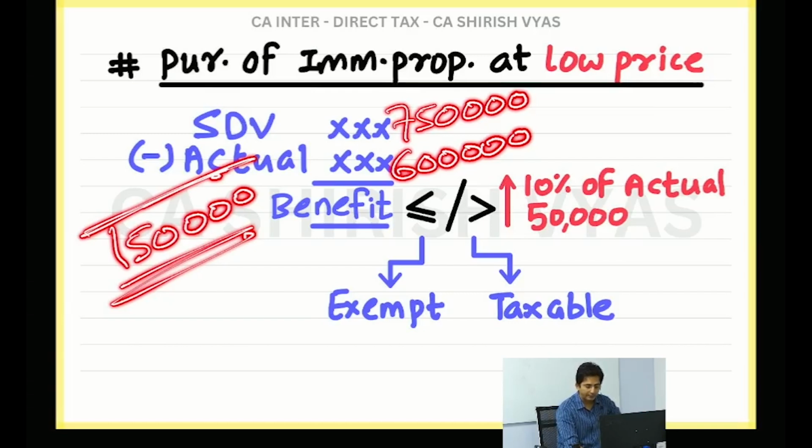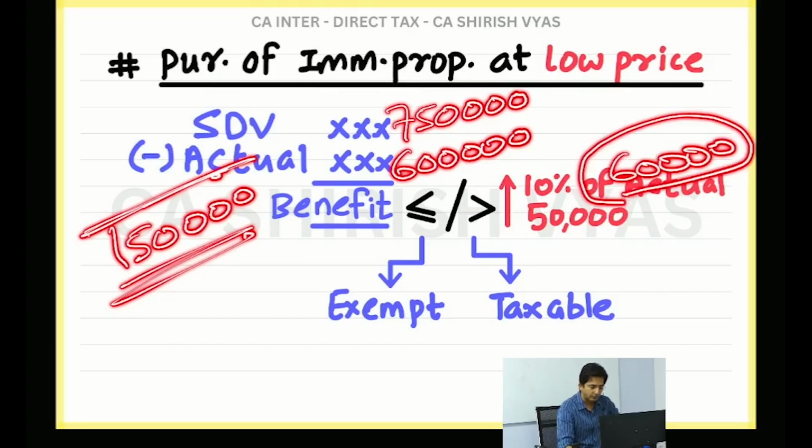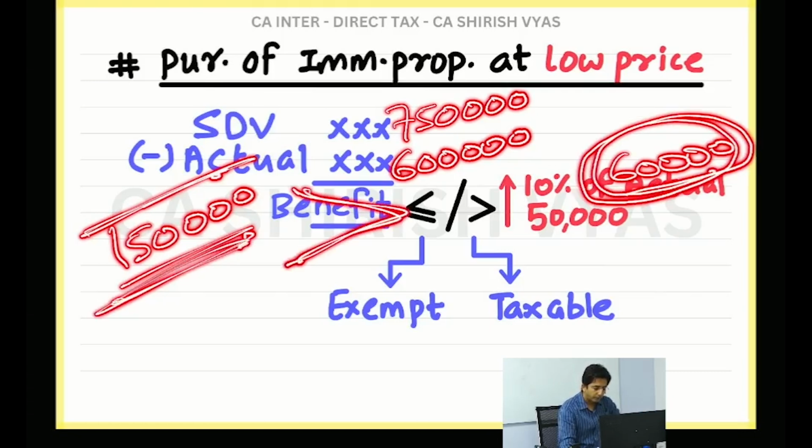Calculate 10% of actual, which comes to 60,000. Compare with 50,000, whichever is higher. What is higher? 60,000. Now compare 60,000 with the benefit. So is our benefit small or big? Big benefit, taxable. Small benefit, let go, exempt.